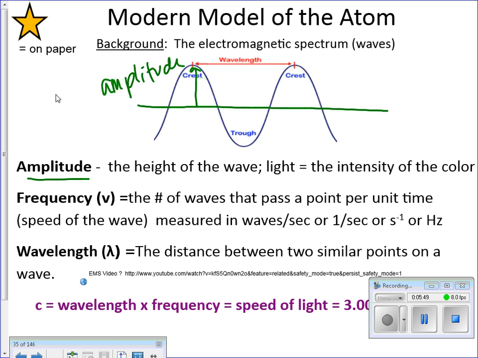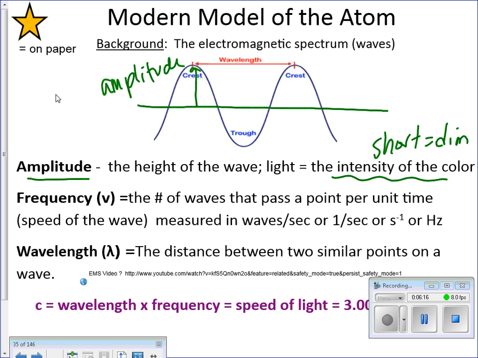And that's important, but it's not important to our calculations. It's just important to tell us there's a little bit of an intensity of color difference whenever the amplitude differs. So really short amplitude would be a dim kind of light, and a high amplitude would be a bright light.